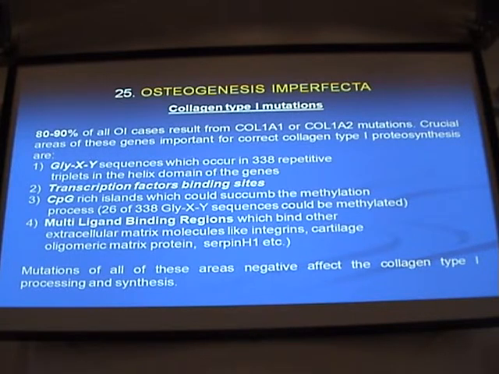Secondly, transcription factor binding sites. In the third place, CpG-rich islands, which could affect the methylation process. In the fourth place, multiligand binding regions, which bind other extracellular matrix molecules, like integrins, cartilage oligomeric matrix protein, serpin H1, and so on. Mutations of all of these areas negatively affect collagen type 1 processing and synthesis.